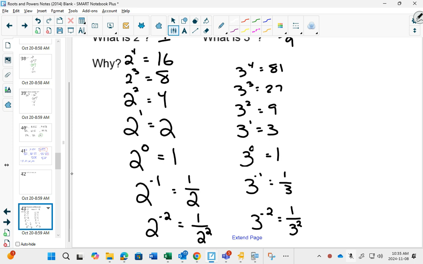Now I'm going to cause your brain to do something a little bit problematic. What should that equal? 1. Okay. Should equal 1. Well, let's look at some patterns. What is 0 cubed? 0. What is 0 squared? What's 0 to the 1? So according to this pattern, 0 to the 0 should be 0.